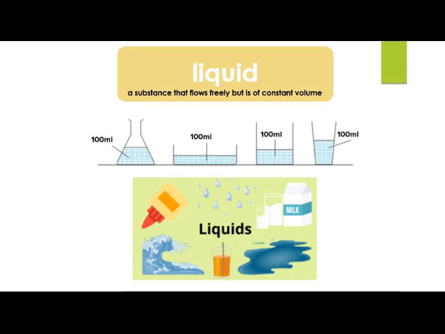Our next word is liquid. Liquid is a substance that flows freely but is of constant volume. That means liquid can change its shape. It's going to take the shape of whatever container it's in, but the volume or the amount is going to stay the same. It's measurable. So in each of these canisters or containers, there's the same amount, the same volume of liquid, but it looks different and it's shaped differently depending on the shape of the container.